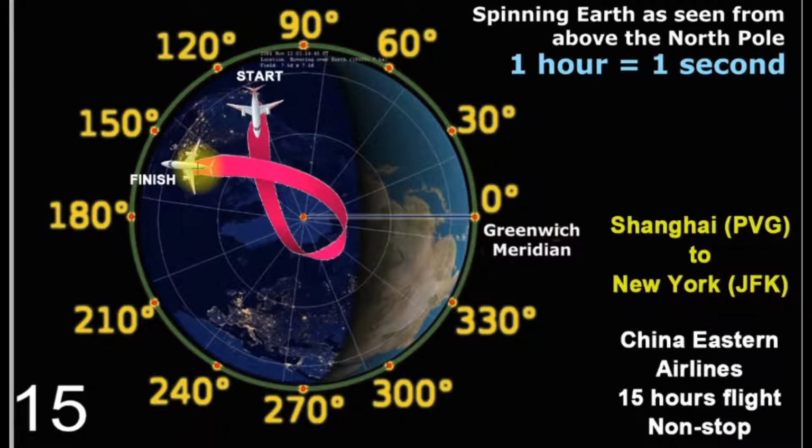Makes no sense at all on this globe Earth. Of course, this doesn't happen because Earth is not a globe. Shanghai to New York, China Eastern Airlines, 15-hour flight, non-stop. Let's move on. Let's go to the next one.